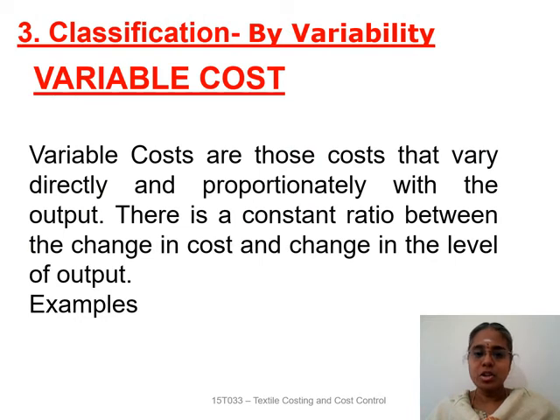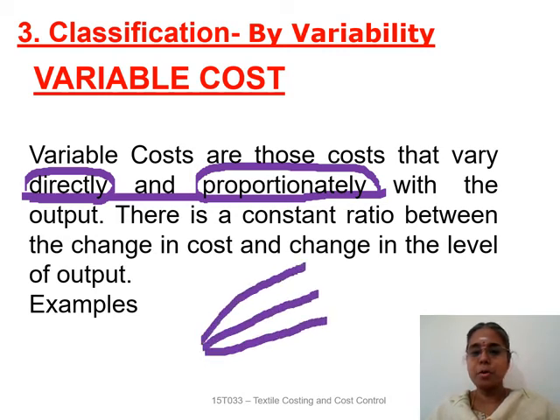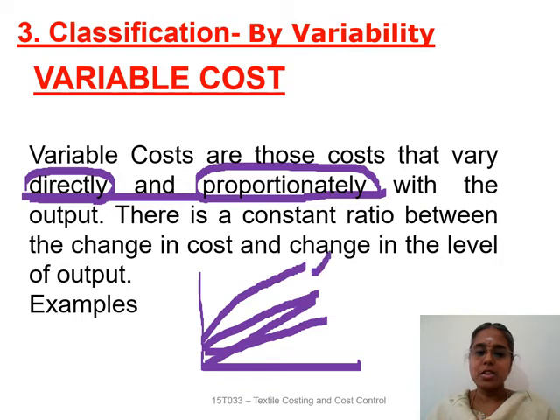Variable costs are those costs that vary directly and proportionately. See, we have the term directly and proportionately. If the output increases two times, the cost should also go two times. The graph may be like this or this or this; there should be some proportion. It need not be at the center itself. It can be any of these.